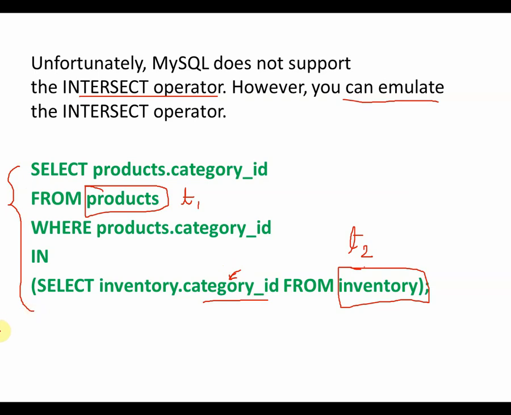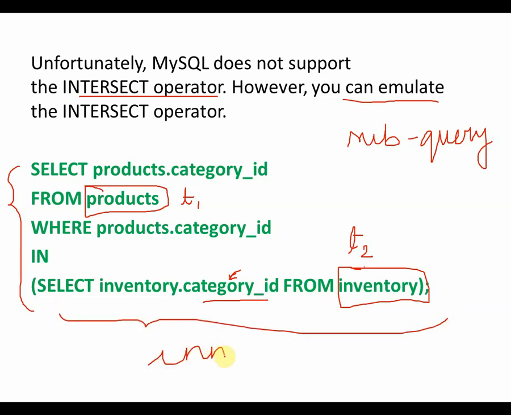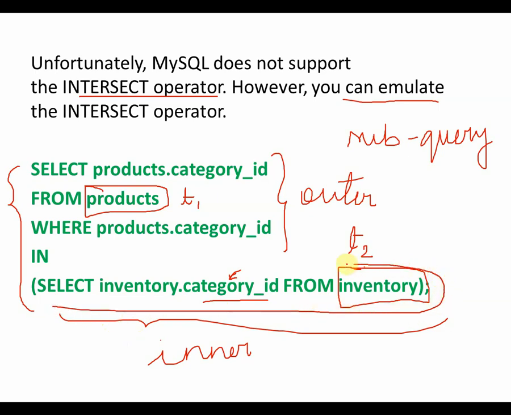To emulate an intersection operation, you have to make use of subqueries or nested queries. Here what you see is a subquery. This is the inner query and the other one is an outer query. Performing this particular task will give you results exactly the same as the intersection operator. So what will this query do? First it will execute the inner query. The inner query is this one, so this query will get executed first.